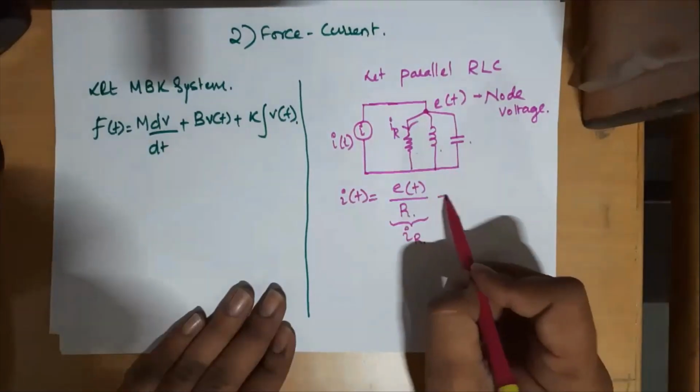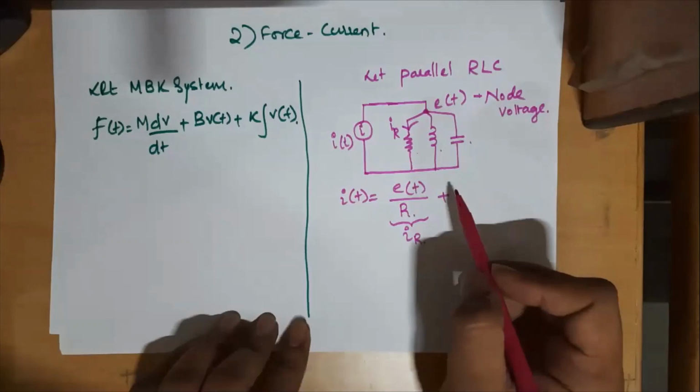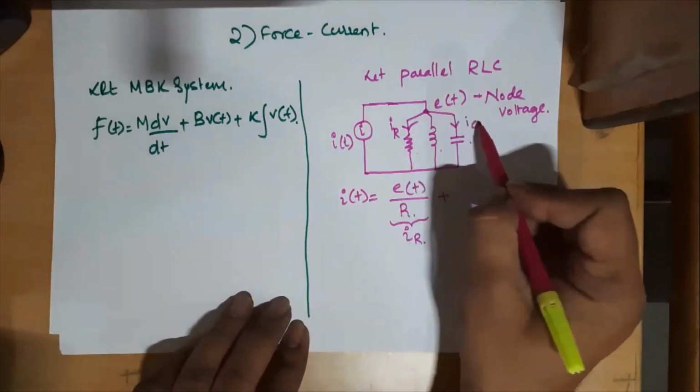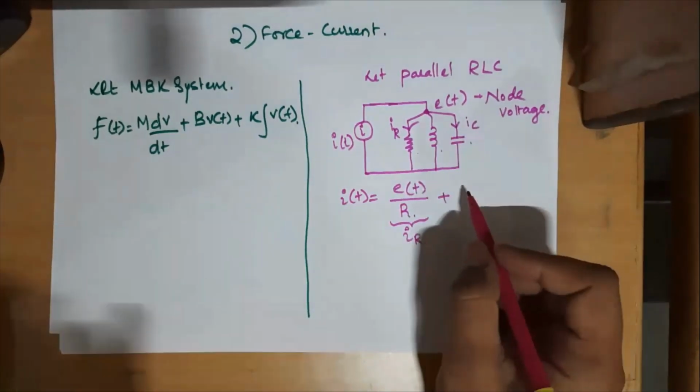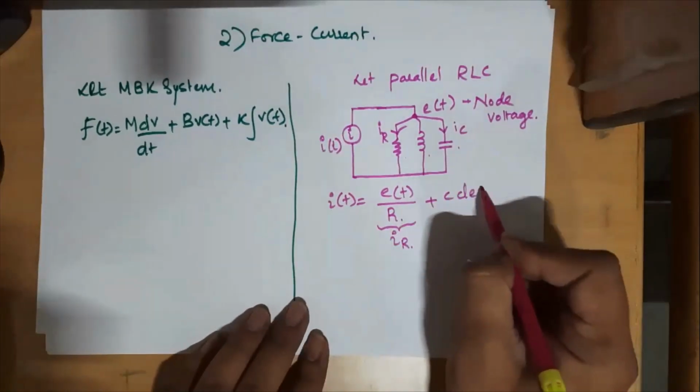So I'll mark this as IR, and IR is nothing but this voltage divided by the resistance. Simplest Ohm's law, and the same concept can be applied to the remaining elements. So let us see how IC can be written. It is C into dE by dt.